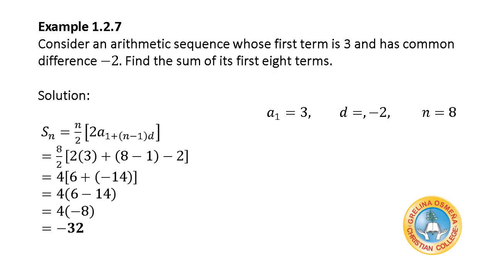Okay? So even if we don't have the 8 terms there, we are only given a sub 1, the difference, and the nth term. So there, we can get the sum of the first 8 terms.